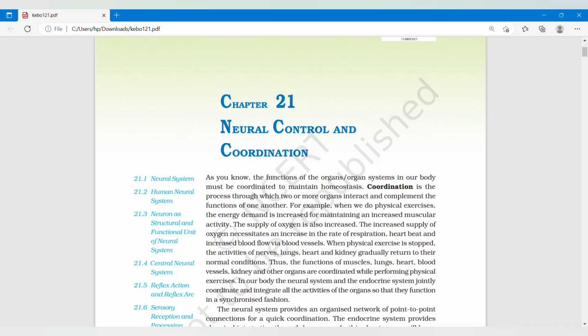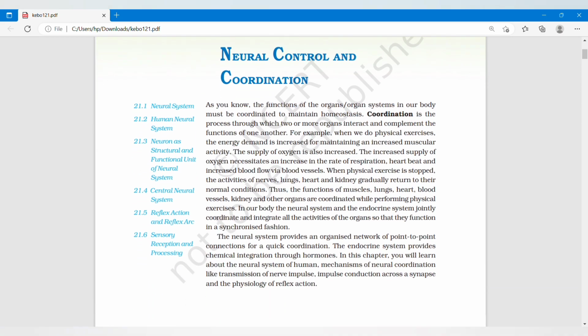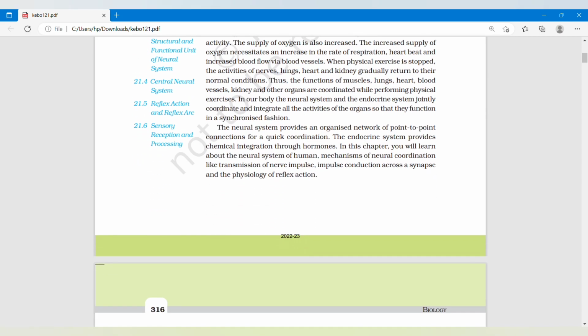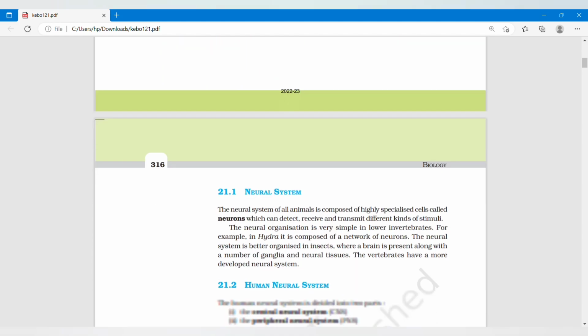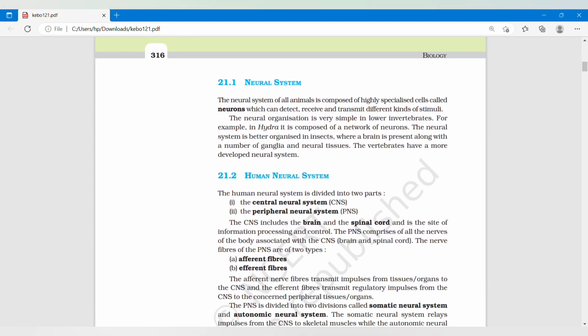The neural system provides an organized network of point-to-point connections for quick coordination. The endocrine system provides chemical integration through hormones. In this chapter, you will learn about the neural system of humans, mechanism of neural coordination like transmission of nerve impulse, conduction across the synapse, and the physiology of reflex action. So the first topic is 21.1, that is neural system.